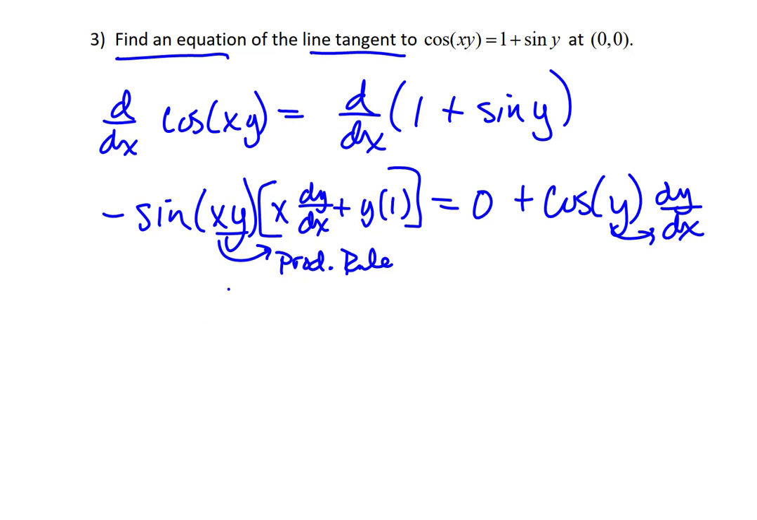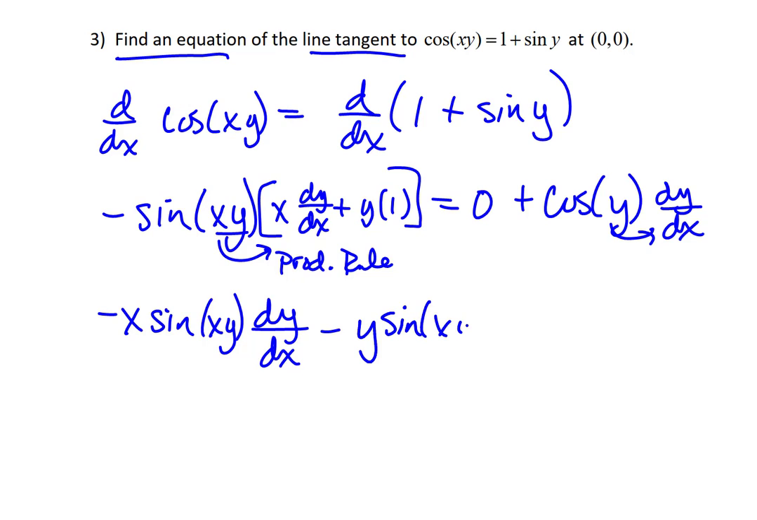Let's try to continue and clean this up a little bit better. If I distribute this negative sine of xy into the brackets here on our left side, I'll end up with negative x sine of xy dy dx. That's just going into this first term here. And then going into the next one, which is just a y, I'll have minus y sine of xy. And then on the right side, the 0 is gone, so I really just have this cosine of y dy dx.